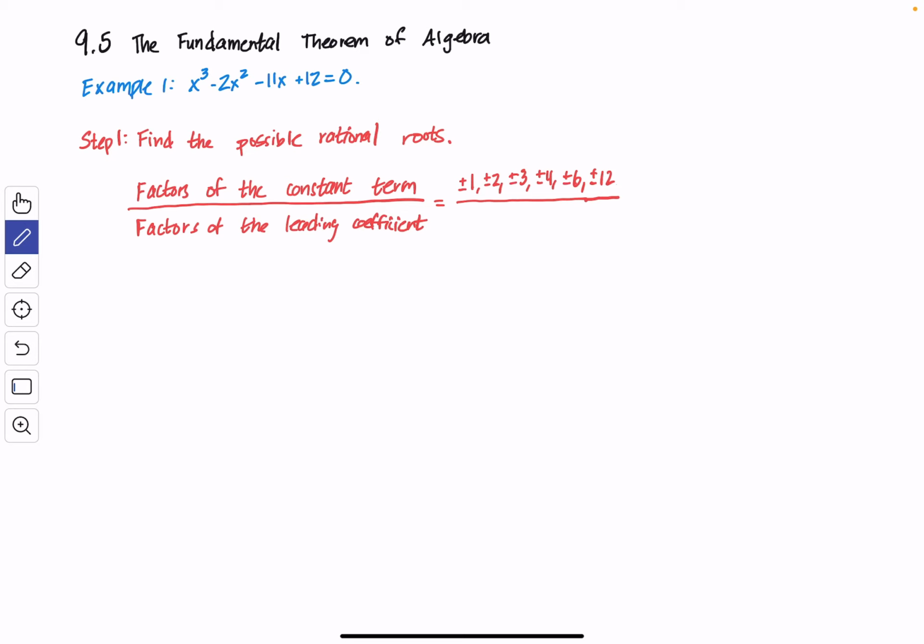And then we're going to do the same thing in the denominator. We're going to look for all the factors of the leading coefficient. So what are the numbers that divide into 1? Well, it's only plus or minus 1. So it's nice when that happens.